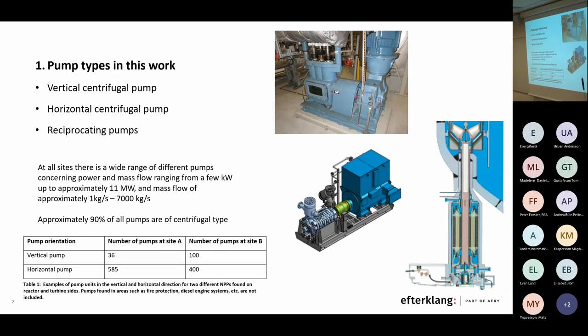In a nuclear power plant, we had a question about how many pumps you have on the reactor and the turbine side, and the types of pumps. So here are just two different sites. I don't name them because it's anonymous. Vertical pumps, you see the ratio here, 36, and horizontal pumps, 585. On the other site, it was a little bit more, 100 vertical, but still the majority is mainly horizontal pumps.